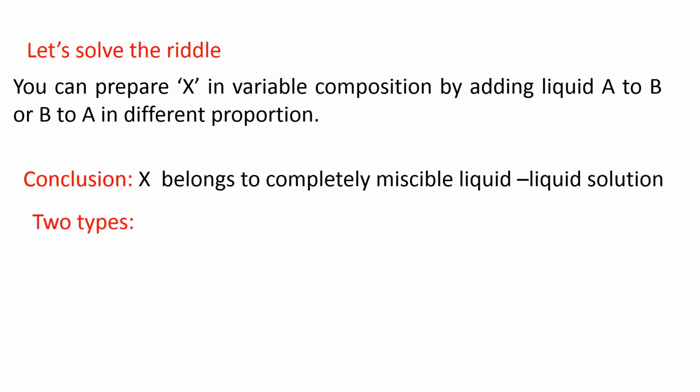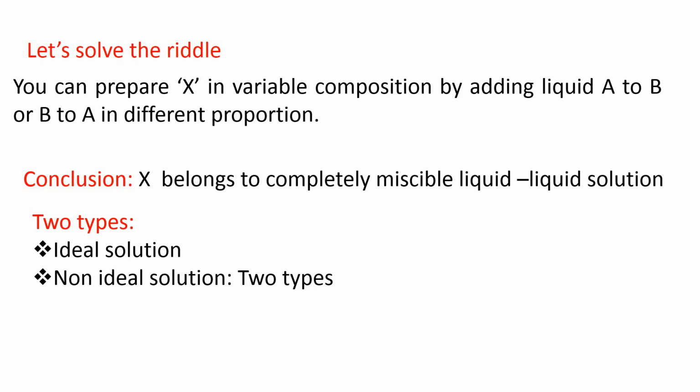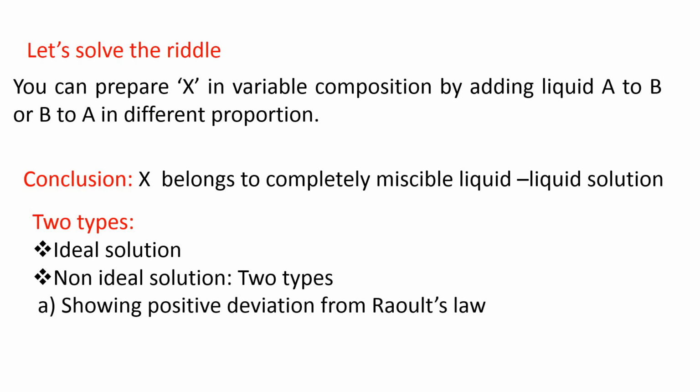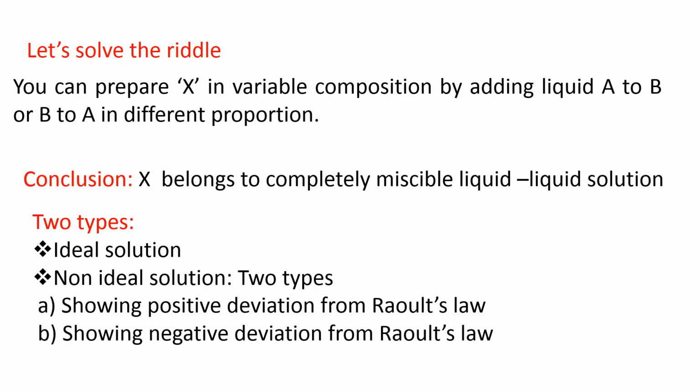So this completely miscible liquid-liquid solution is of two types: ideal solution and non-ideal solution. Non-ideal solution, once again, is of two types. Non-ideal solution showing positive deviation from Raoult's law, and the second one showing negative deviation from Raoult's law. Now, first let's see what is Raoult's law.